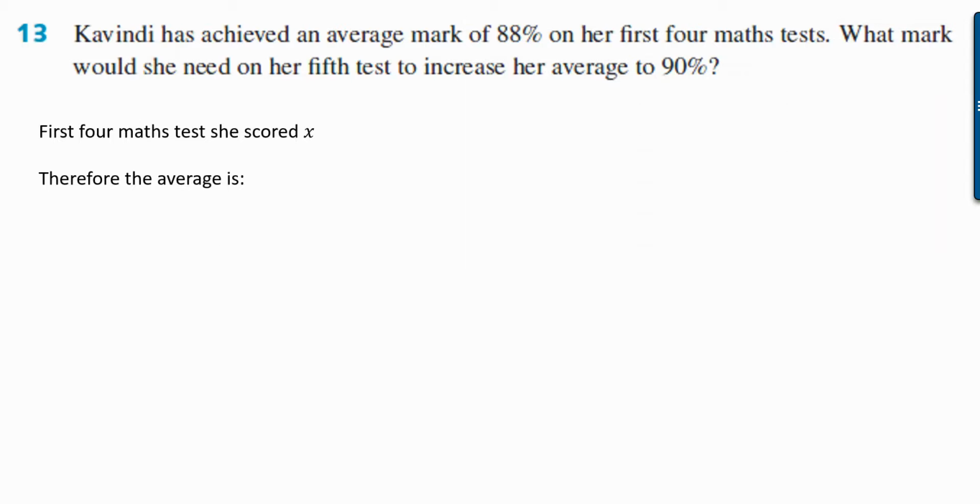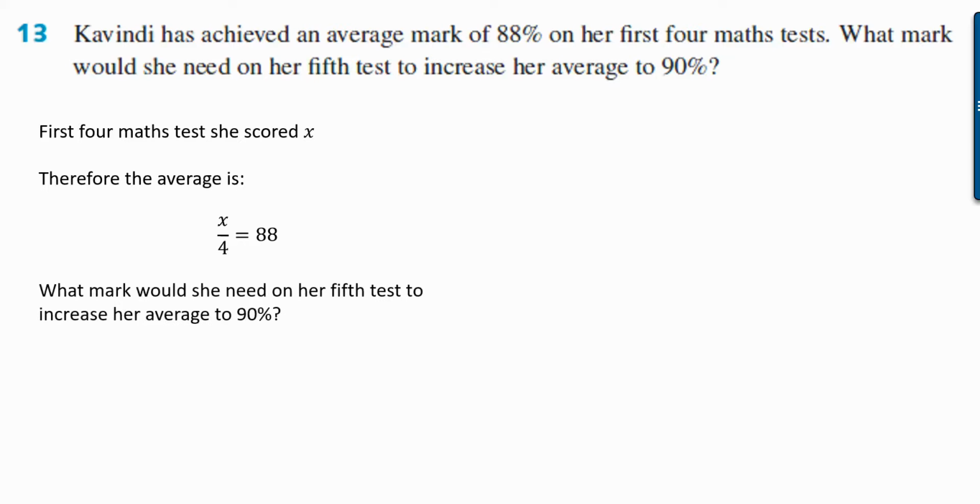Okay, so this is what I did. I said, therefore, the average is x on 4, because the sum of the total of the first 4 scores, the sum of all numbers divided by 4, equals 88. And then the next part is her 5th score, I called it y. So that means the sum of x plus y divided by 5 should be 90.